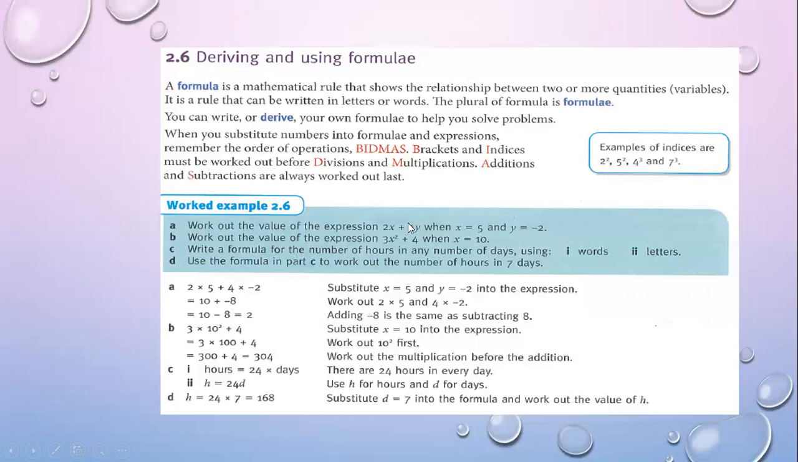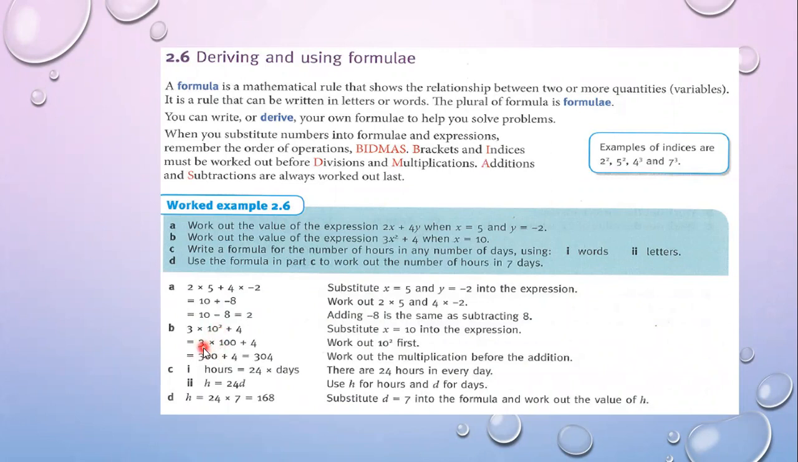The same process you are following. Here in the next part they give us 3x squared plus 4. Now in this case, you have a square. First of all, we know x is equal to 10, so 10 squared. In the place of x we just write 10. So 10 squared is 100.